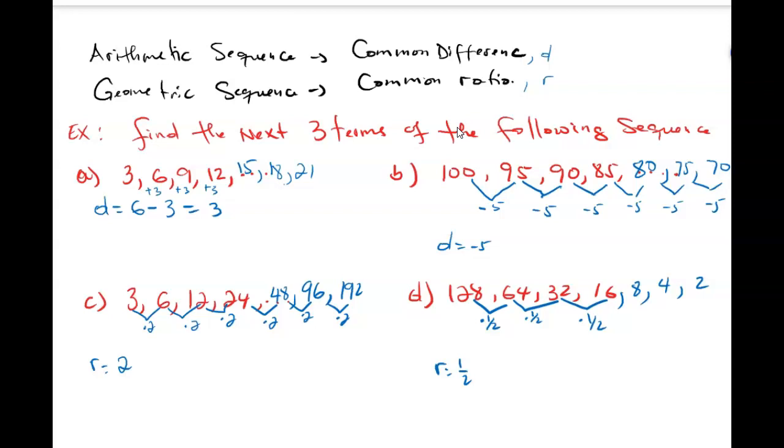To find out what type of sequence you're dealing with, just do some basic operations. If you find the difference between 2 consecutive terms and it doesn't stay consistent, then it's not an arithmetic sequence. If you find the factor between 2 consecutive terms by dividing and it's not consistent, then it's not a geometric sequence. So that's all you need to do.